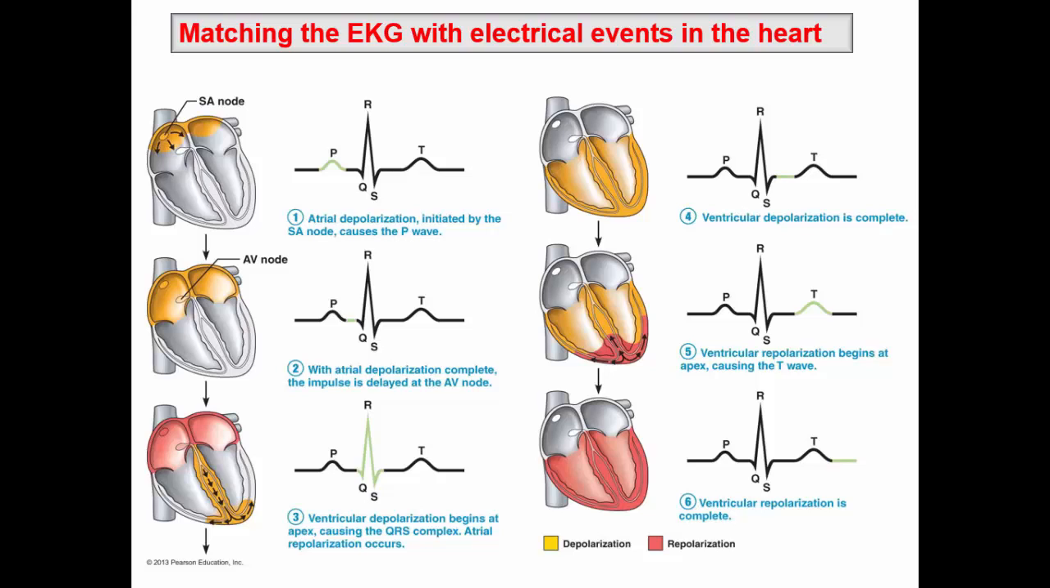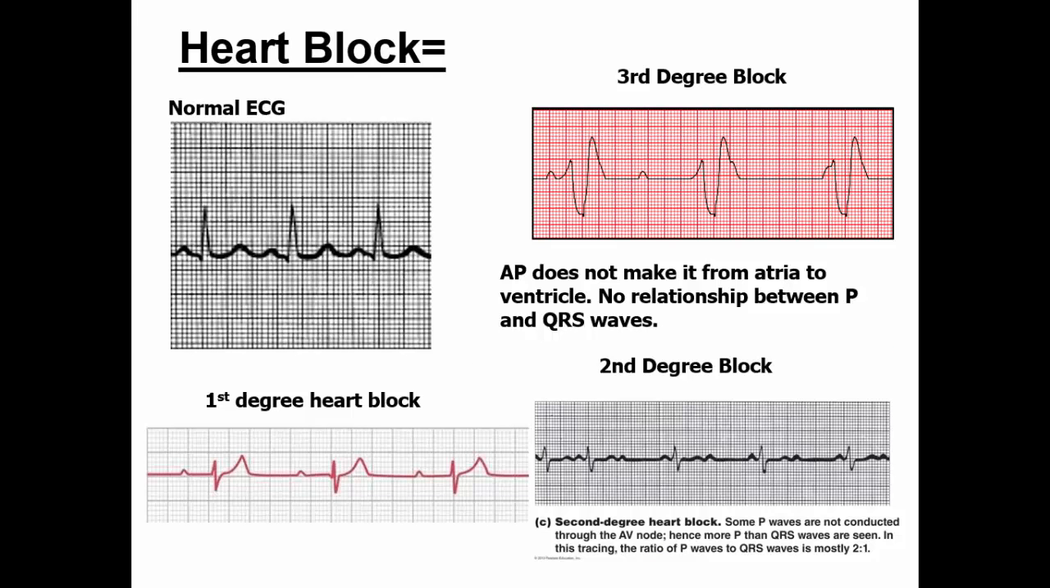When the ventricles begin to repolarize, as shown in red, the entire T wave is on the EKG. And when all of the ventricular cells have repolarized, you have this little end to the T wave. Now, EKGs are fairly complicated. There's a tremendous amount of information you can get from them.